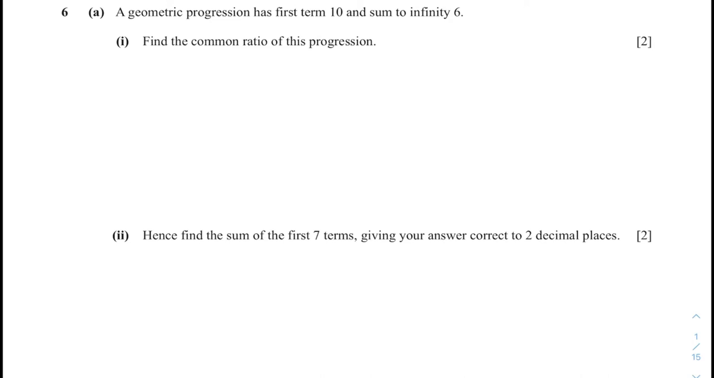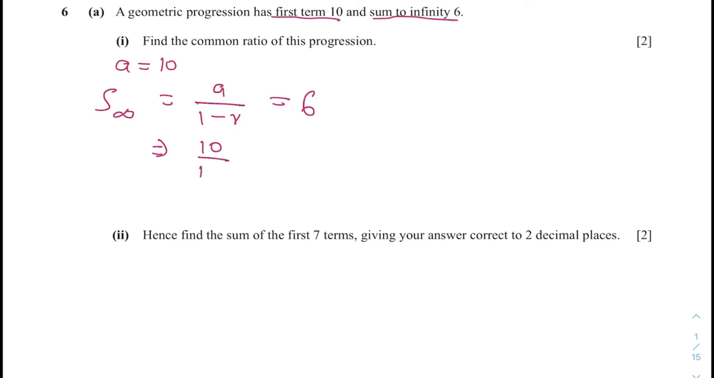So let's start with the very first question. It says that a GP has the first term to be 10, right? So that means that, remember that the first term is a. We denote that by a, so a is 10, and then the sum to infinity is 6. But what is the formula for sum to infinity? Sum to infinity is equal to a over 1 minus r, right? And we are saying this is 6.